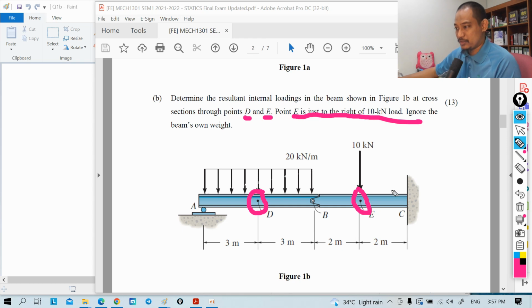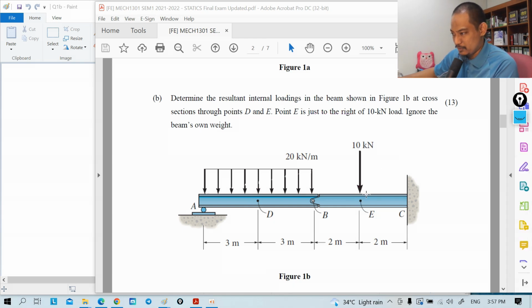Because point E here is at the bottom of this. But when you want to draw the free body diagram after you cut off that section, this force has to belong to the right or to the left, one of them. It cannot be both. It says it's just to the right of the 10 kilonewton, meaning that if you draw the right part, you have this 10 kilonewton. If you draw the left part, no, because it's to the right. Ignore the beam's own weight, so it doesn't have any weight.